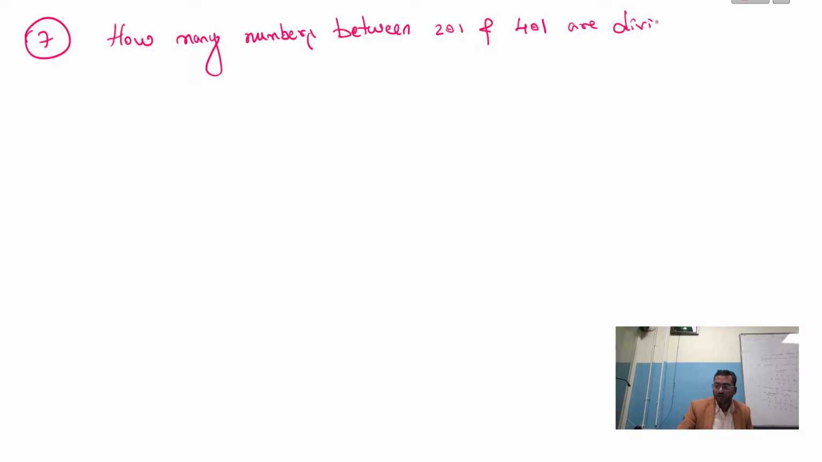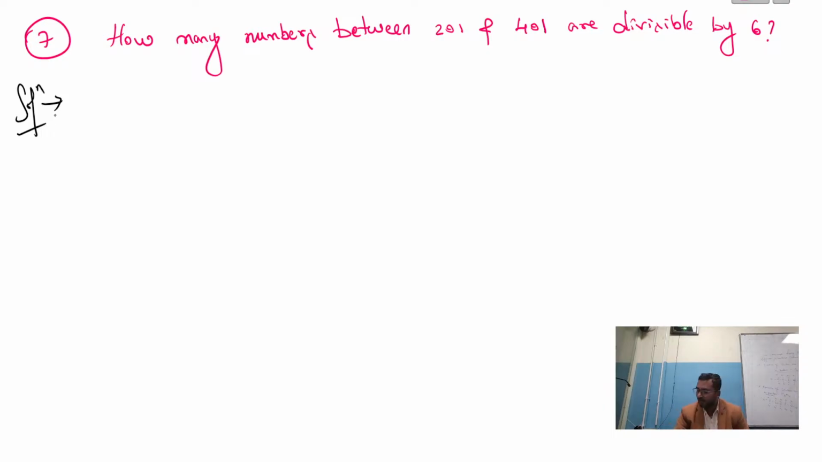Now let me solve one more problem which we can expect for 2 marks from this chapter. Make a note. Take down the question: how many numbers between 201 and 401 are divisible by 6? Okay, let us solve this problem. How many numbers between 201 and 401 are divisible by 6?